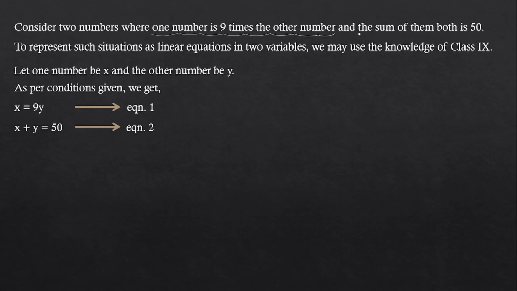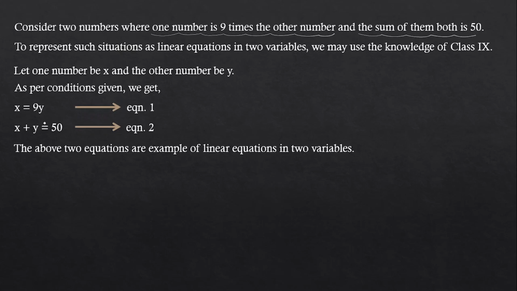The second equation given is the sum of them both is 50. So the numbers are x and y and their sum is 50. So basically we are trying to find two numbers where the sum of them should be 50 and one number is 9 times the other. So here we are trying to establish a relationship between x and y. This is an example of linear equations in two variables.